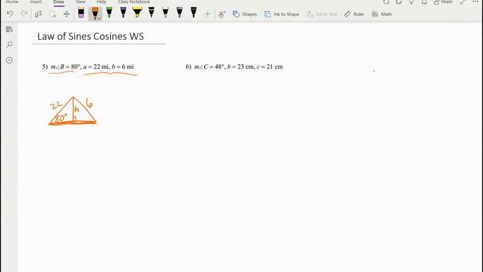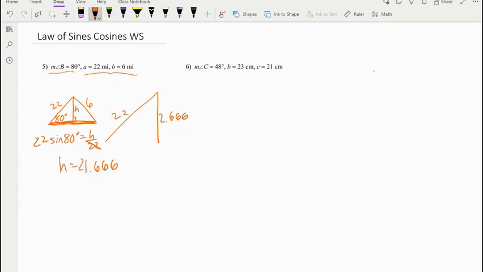To solve for the height, that's going to be SOHCAHTOA. So sine of 80 is equal to h over 22. So my h is 22 sine of 80. I plug that into my calculator, 22 sine of 80, and I end up with 21.666. Okay, so let's think about this. I have a height of 21. I've got a length here of 22.